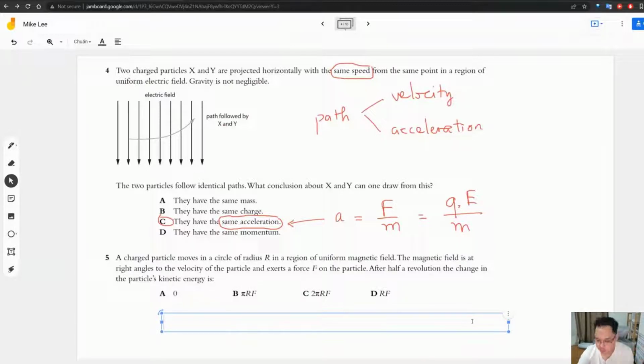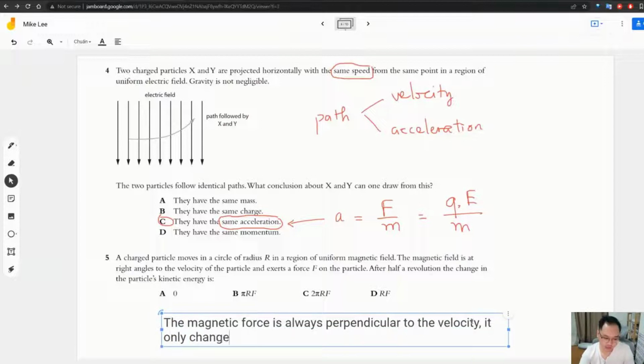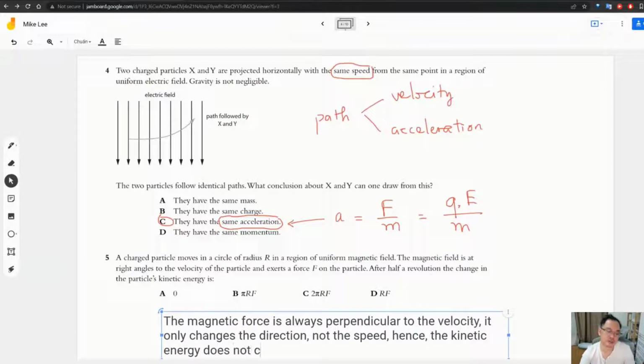It is a centripetal force, okay? Therefore the speed does not change, only the direction changes, and therefore the kinetic energy does not change. The magnetic force is always perpendicular to the displacement and the velocity. It only changes the direction, not the speed. Hence, the kinetic energy does not change, which means the change is zero. Answer A.